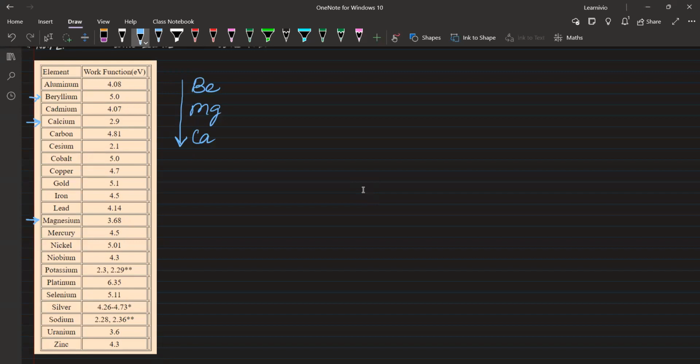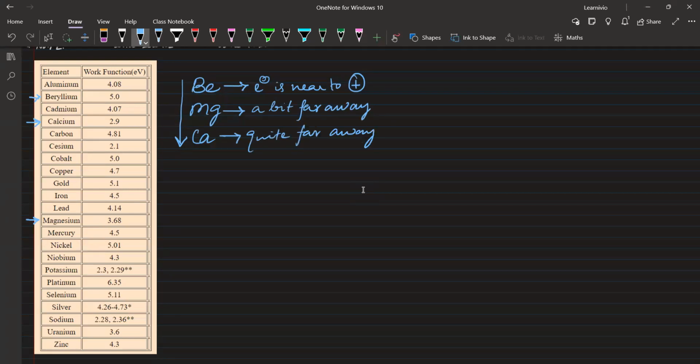So we can say that in beryllium, the electron is near to the nucleus. Magnesium is a bit far away. In magnesium, the electron is a bit far away. That's why it is easier to remove the electron. In calcium, it is easiest because it is quite far away. Makes sense? Yes or no? Please tell me.